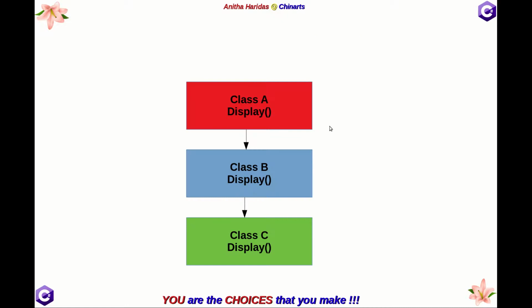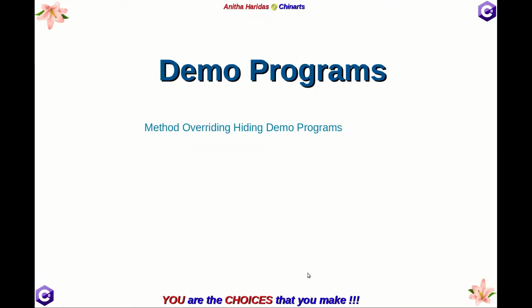So this is a kind of situation that we are going to see in our demo program. I have class A. Inside class A, I have display method. This class A is inherited by class B, which also has a display method. Class B is inherited by class C, which also has a display method. So this is the construct that we are going to use for our demo program.